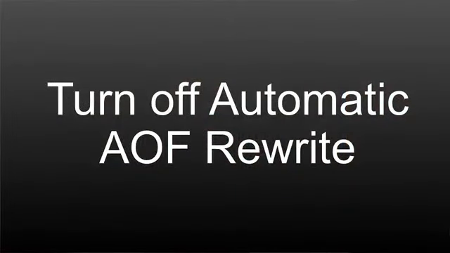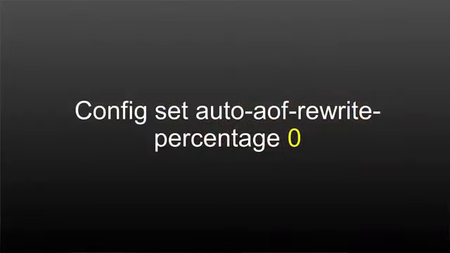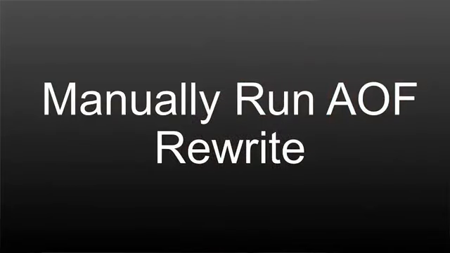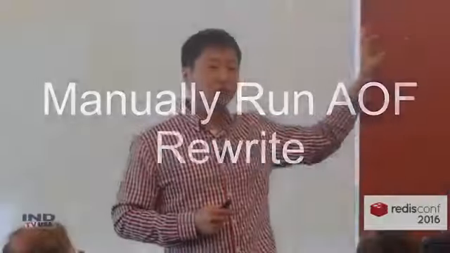and turned off automatic AOF rewrite. So how do you turn off automatic AOF rewrite? Using this option. If you set this option to 0, you easily turn off AOF rewrite. But as I mentioned, AOF rewrite is needed because the size gets bigger and bigger. So how do we handle it? We chose to manually run AOF rewrite, avoiding the peak time. What's your service's peak time?